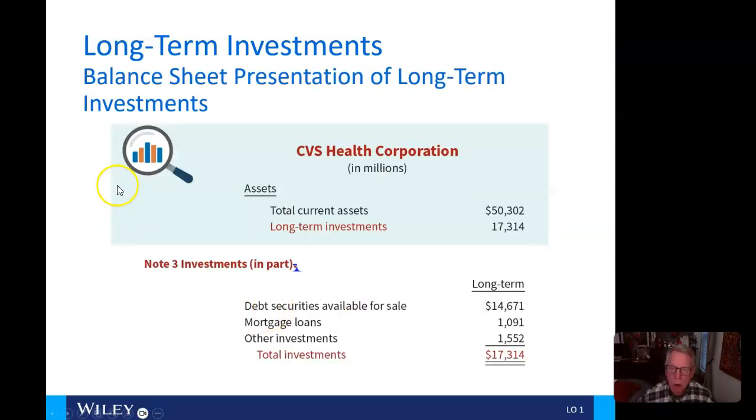Okay, let's take a look at how we present those. Balance sheet, we've got our current assets and our long-term investments. And here they've broken down those long-term investments into their pieces. Here we have debt securities available for sale, then mortgage loans and other investments, all totaling 17,314. Well, that's 17,314,000. And here long-term investments total that.